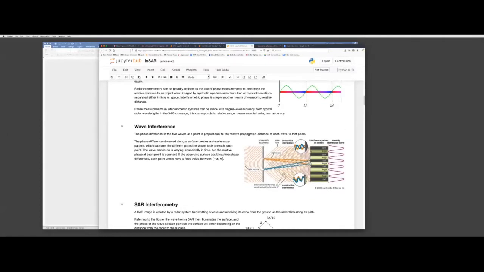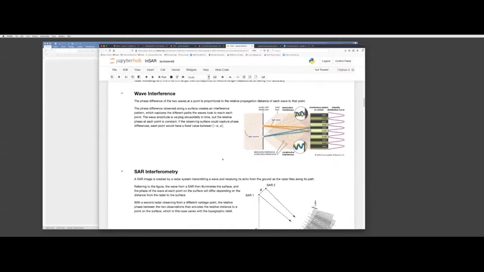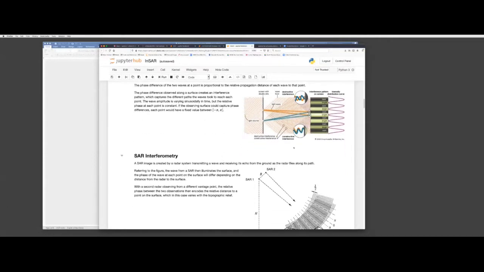We can only really measure phase between minus pi and pi because of the way we capture it as a complex number. And so we would see on our phase detector minus pi to pi.